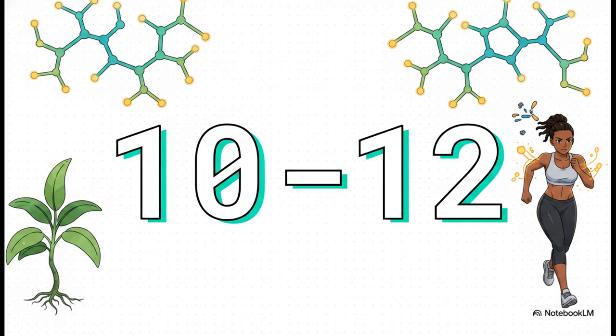Well, think about our lifestyles. Plants are stationary, right? They aren't running away from predators or actively chasing down prey. But animals are incredibly active. We have a much higher metabolic demand.